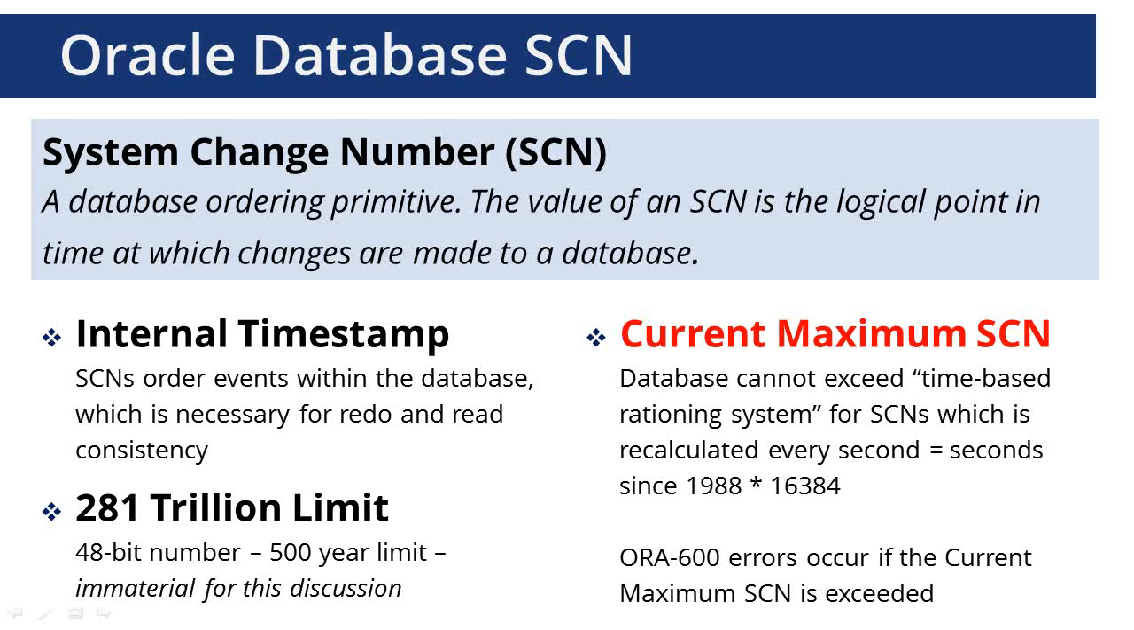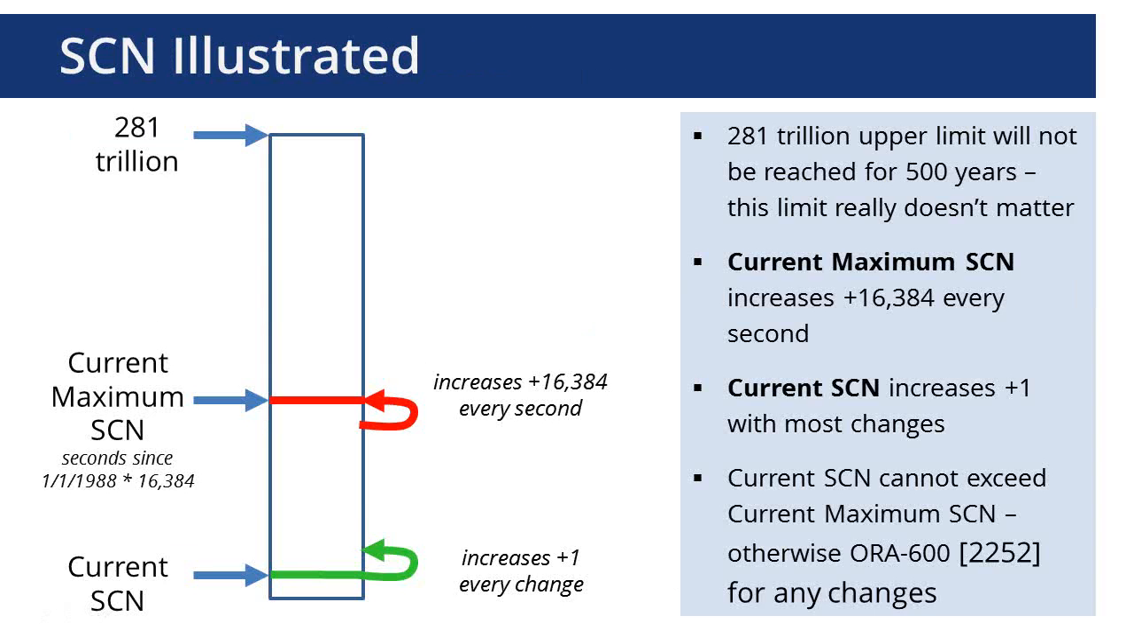I'm going to take a more theoretical approach instead of showing you how it works, because the demos are okay, but the theoretical aspects are actually more troubling. So if we illustrate how the SCN number works, the current SCN increases by basically 1 for every change. That's not always true, but for most changes it is. So if I've got 1,000 changes going on, my SCN will increment by 1,000. But my current maximum SCN will increment by 16,000 every second. So it's very difficult for your current SCN to catch up to your maximum SCN.